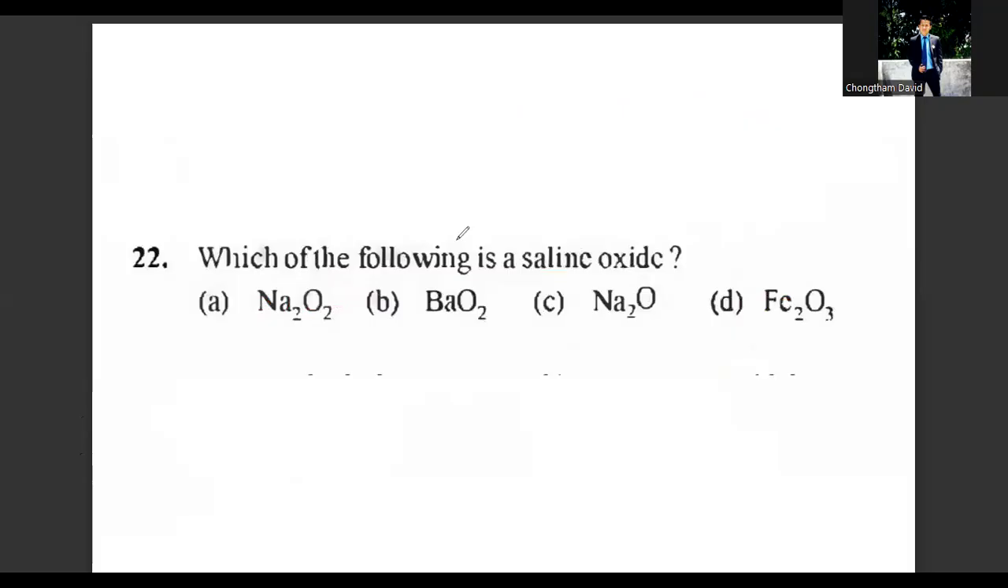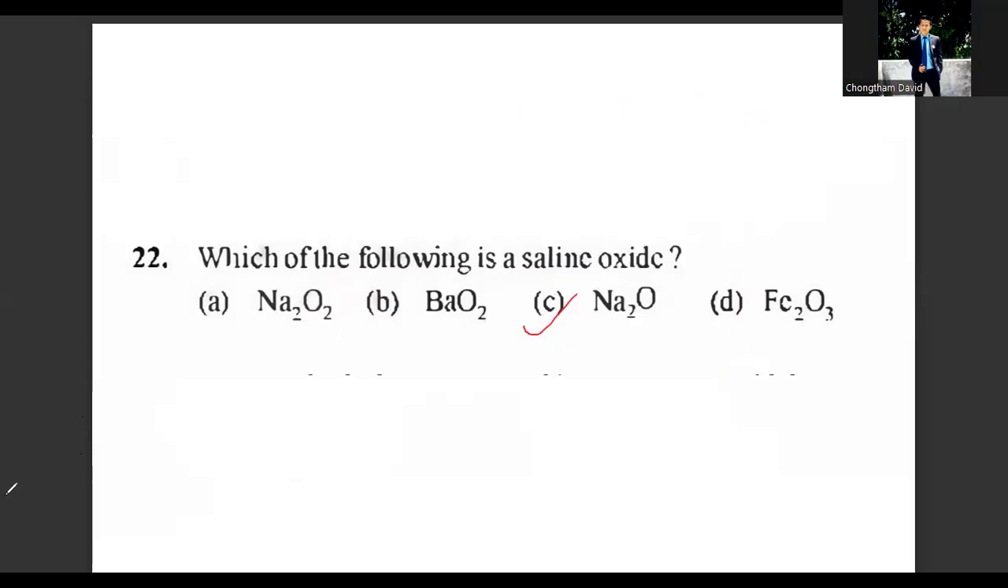Which of the following is a saline oxide? Oxides which are more ionic in nature, just like the characteristics of salt, are known as saline oxides. That is, oxides of group 1 alkali metals. So 22 would be sodium oxide, which is a saline oxide.